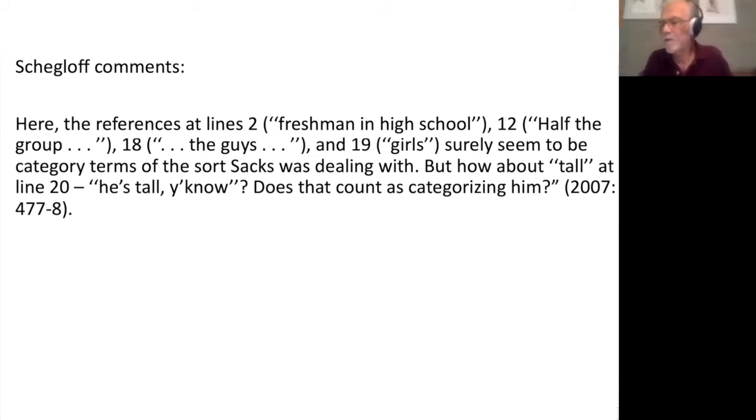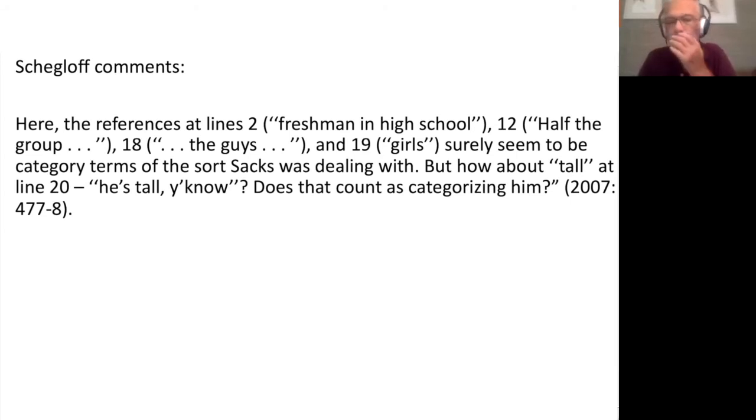And Schegloff argues that tall, as it's used in segment 2, does not count as a categorization. He says that the expression he's tall is an attribute that resonates category relevance, I'm quoting, resonates category relevance. But for now, this remains an inchoate intuition. Does it come down to parts of speech then, nouns or noun phrases versus other grammatical categories?